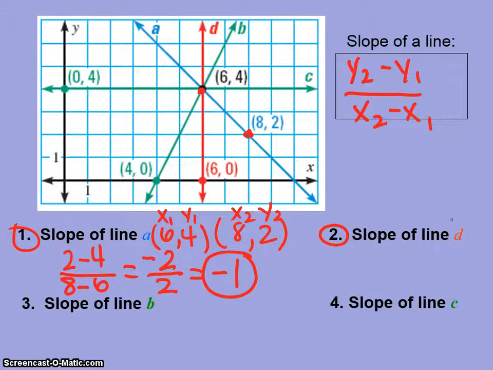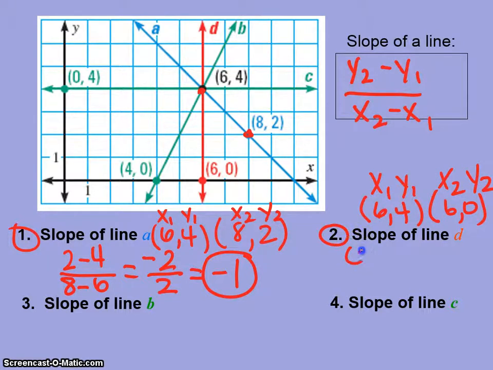If we do line D, that is the red line here, I have to find 2 points there, which is (6, 4), and also on the line is (6, 0). Now it's the same process, so I'm going to label my points first, and then I'm going to plug into the equation. So my y2 is 0, minus my y1, which is 4, over my x2, which is 6, minus my x1, which is 6. 0 minus 4 gives me negative 4, and 6 minus 6 gives me 0.